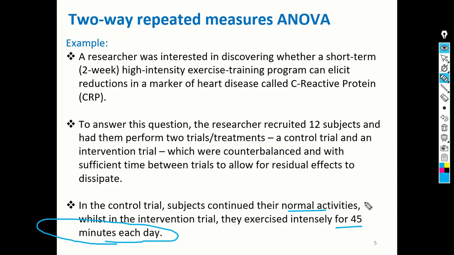And what was measured is the C-reactive protein level. During the intervention trial, after they have been engaged in the exercise program, each day they exercise intensively for up to 45 minutes. So the same subjects were measured on the CRP level during the control period and during the intervention period.